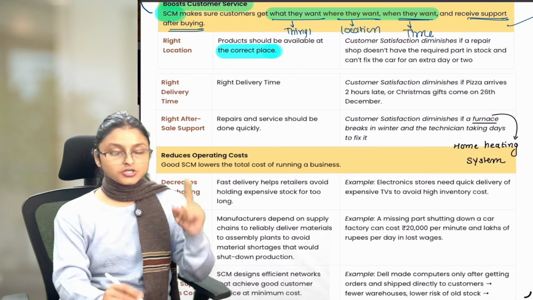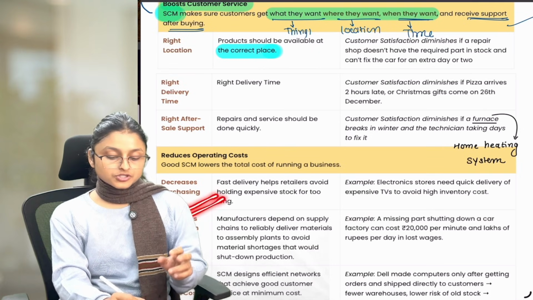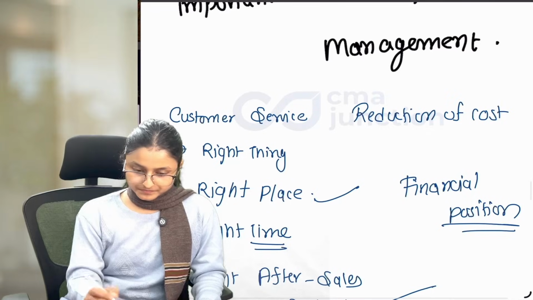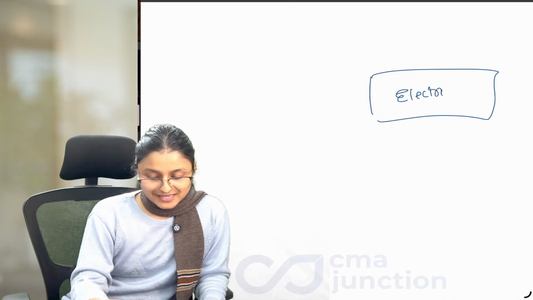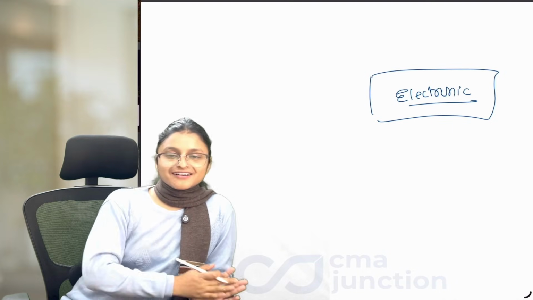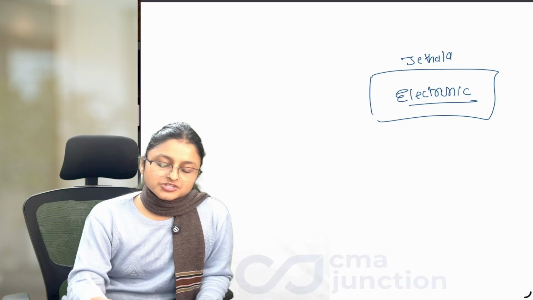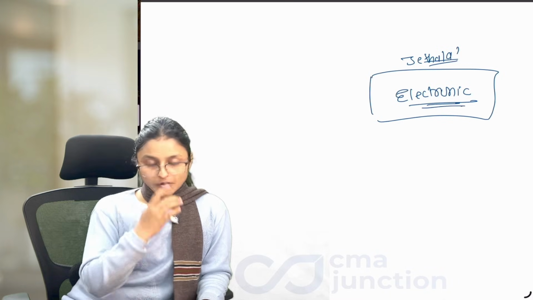How? The first cost which is reduced is purchasing cost. Now, what does that mean? Let's understand it. Let's take an example of an electronic shop. Have you seen Tarak Mehta Ka Ulta Chashma? In that particular serial, there is one person who is known as Jethalal. Now, Jethalal has an electronic shop.